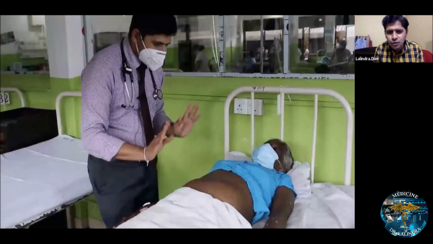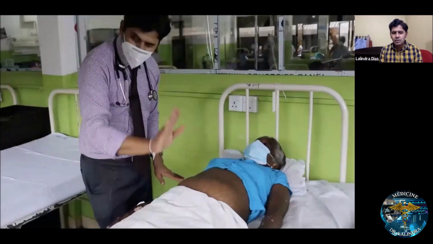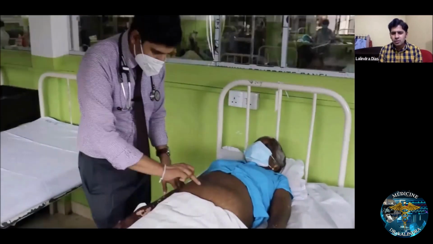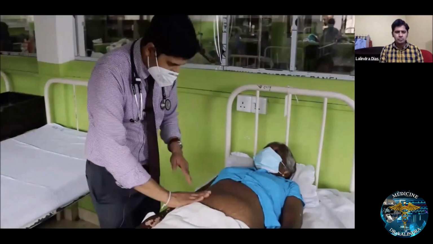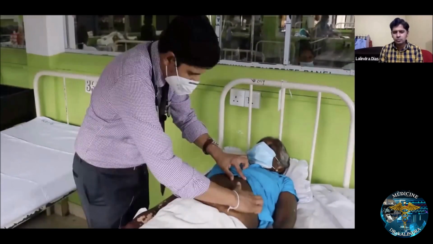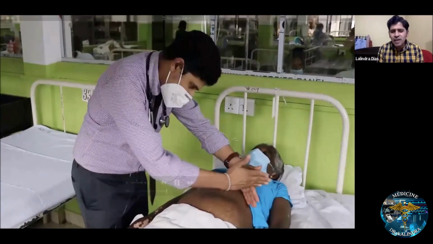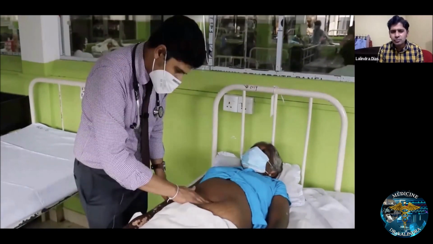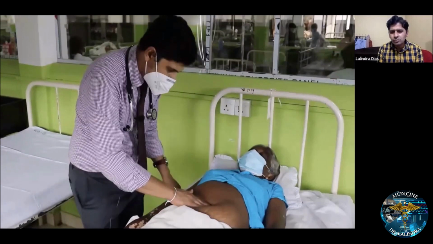So I'm using the flat of my hand, starting just below the umbilicus, and the movement is towards the left subcostal margin. This is the left subcostal margin and I'm going to go like this. See the movement of the hand. Occasionally you look at her eyes to see whether she's in pain.